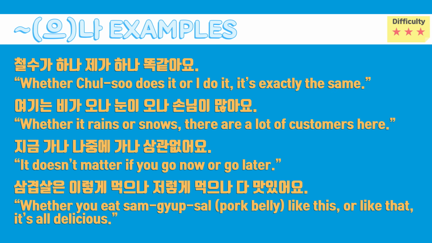철수가 하나, 제가 하나 똑같아요. Whether 철수 does it or I do it, it's exactly the same. 여기는 비가 오나 눈이 오나 손님이 많아요. Whether it rains or snows, there are a lot of customers here.